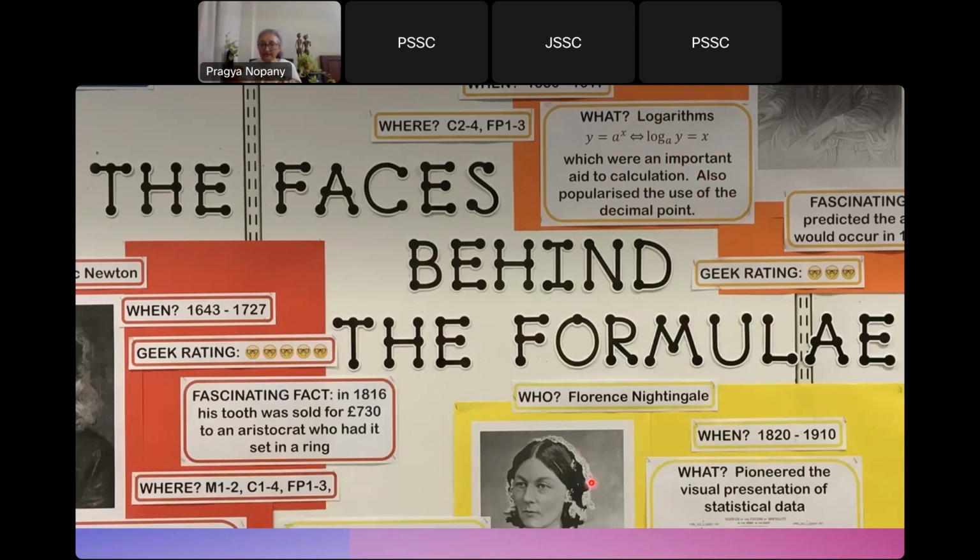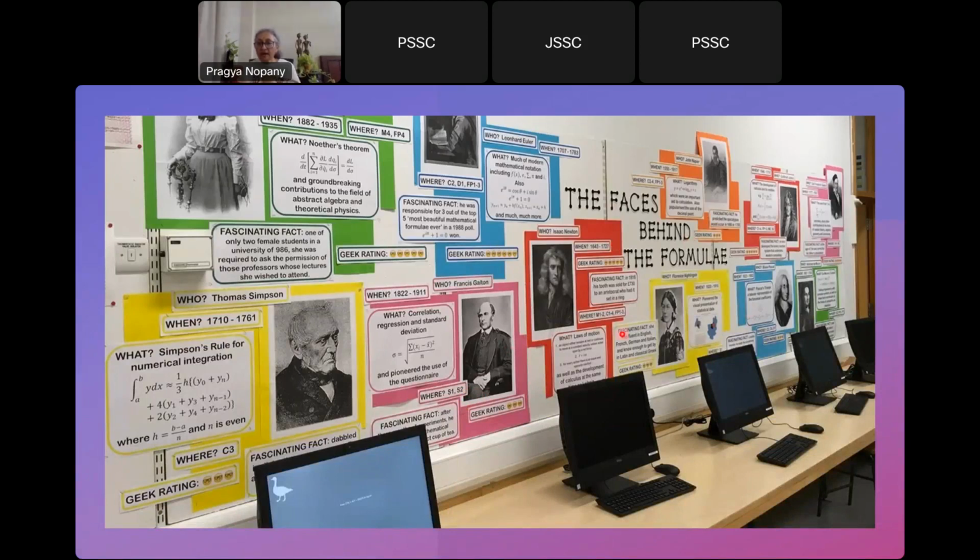Now, who did it? Florence Nightingale. When? During 1820 to 1910. And what did she do? She pioneered the visual presentation of statistical data. So something like this. This is the whole wall, which is showing different mathematicians and what they did, when they did. What is one fascinating fact about them?